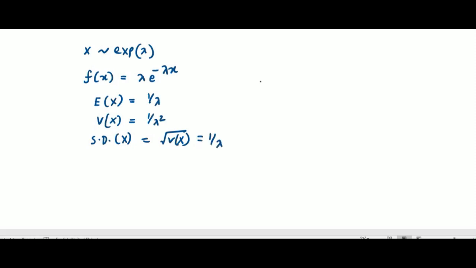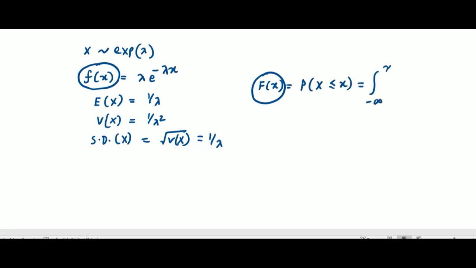Now one more thing you need to find, that is F(x), the cumulative distribution function, CDF. There is a link between this F(x) and this f(x). F(x) is probability X up to x, right? Minus infinity up to x. This is the formula. But here the range is from 0 to infinity, so we'll replace it by 0. Lifetime can never be negative, right? This is what you need to integrate.